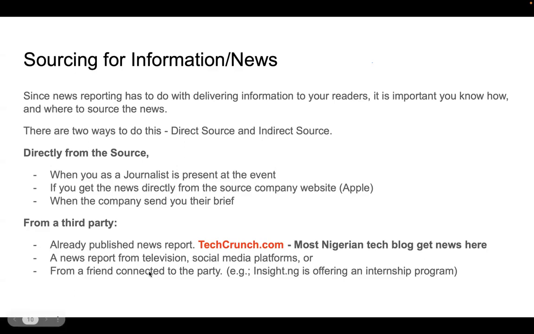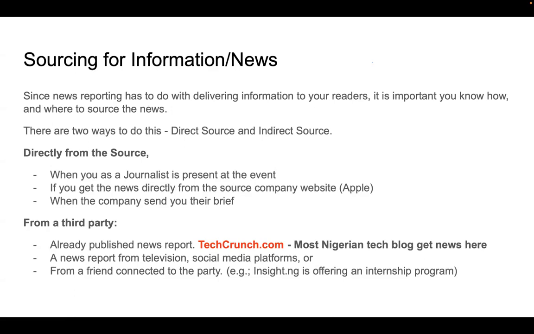For example, if a friend told you that Insight is offering an internship program, your friend is not a member of the Insight Executive Council. He probably may not even be working at Insight. Then there's a third party. So most times those are the kind of news that you call hearsay. So if you are creating news based on what your friends say, you must ensure that you quote your friend, okay, because you were not present. Okay, you did not get the news directly.